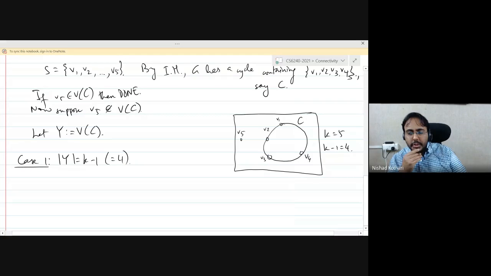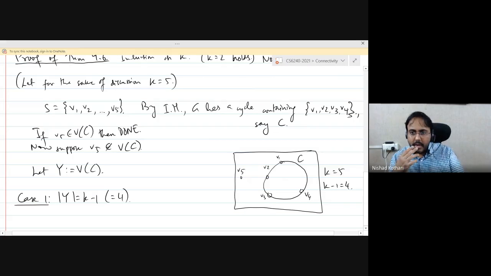Can anyone suggest what I should do now? I want to get a cycle containing v5 as well and not leaving out any of these four vertices. I want you to use the fan lemma to complete the proof. I have a k-connected graph, I have a vertex v5, and I have a set containing four vertices, v1 to v4. And that's my entire cycle. So I have a cycle containing these four vertices. So can I now use the fan lemma to get a cycle containing all the five vertices?